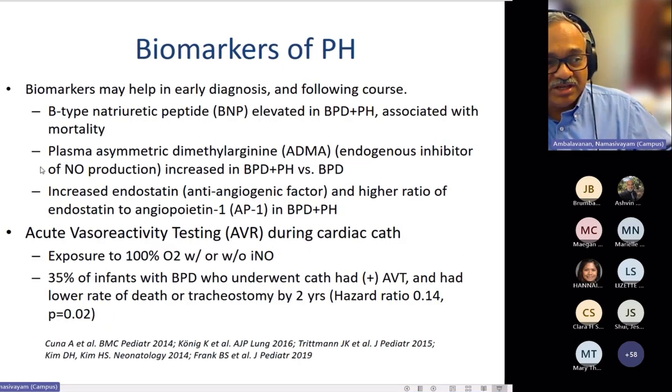Biomarkers, like I mentioned, we often use BNP. Other people have used ADMA or endostatin, but that's more for research. And during cardiac cath, you can look for vasoreactivity testing, which actually is a good prognostic indicator. If they're still vasoreactive, then it's a good prognostic indicator.